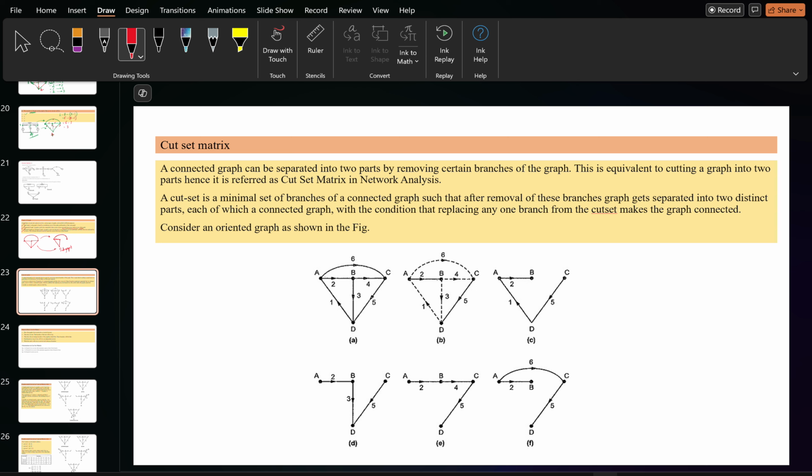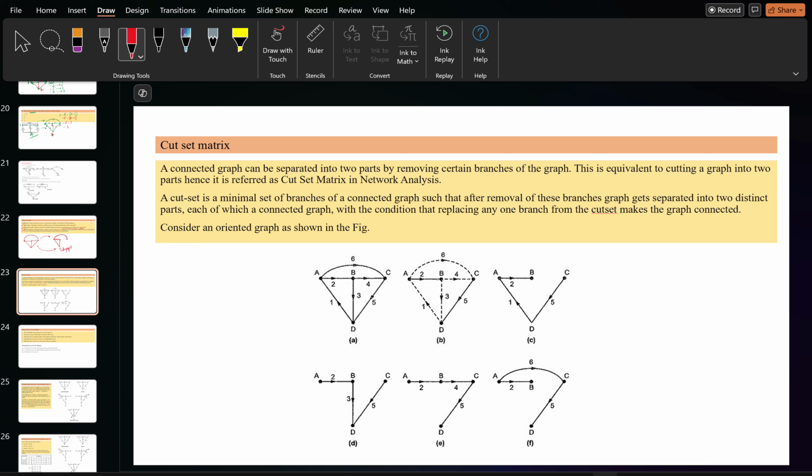So link and twig definitions we have already seen. A link is a branch of a co-tree, and what is the twig? Twig is a branch of a tree. Okay. How to form the cut set matrices basically. Okay. Let's move with that.